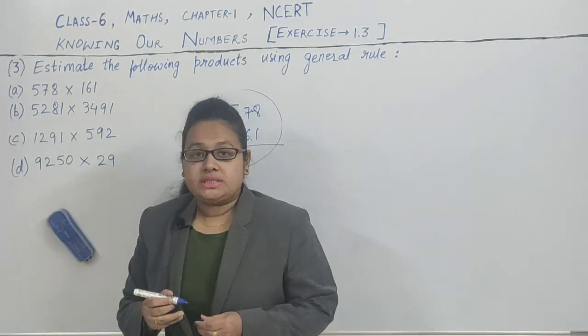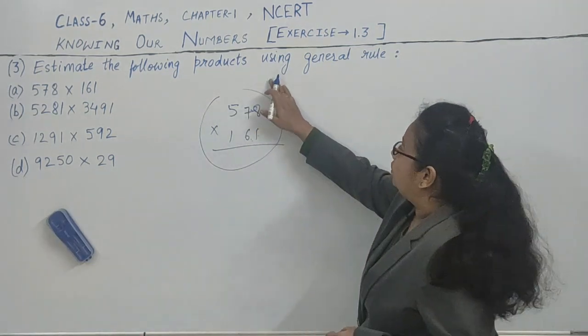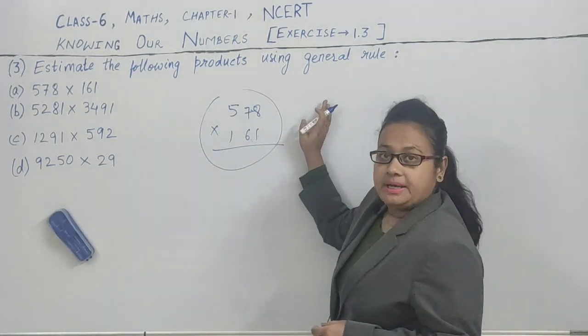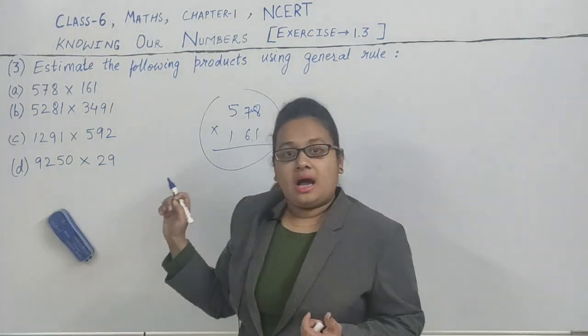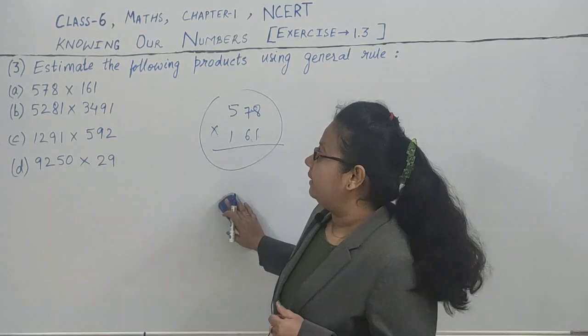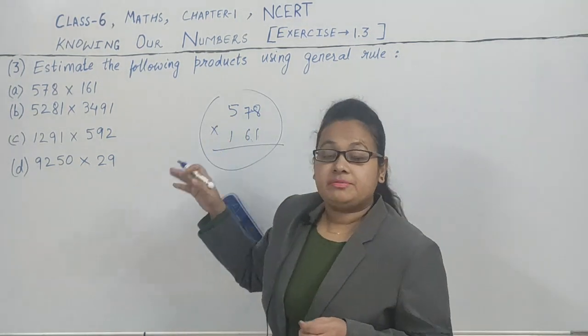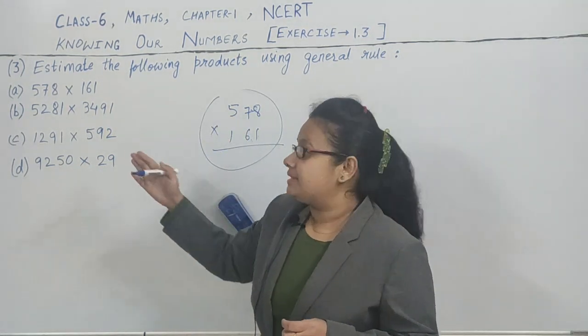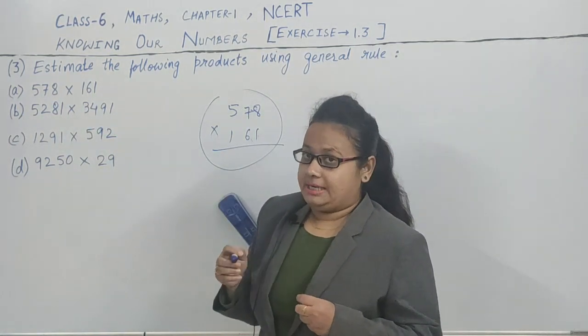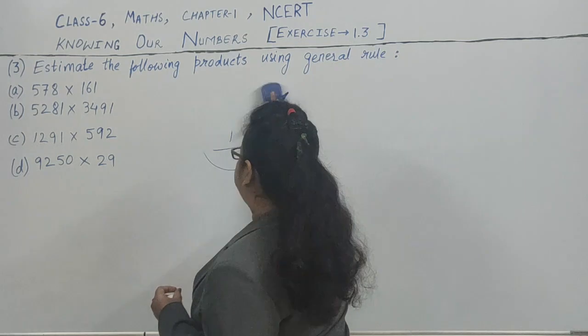So there are rules. What we have to do is estimate the product by using the general rule. There is a general rule, we have to make use of that, and then we can estimate the product. That means we can get an idea of what the result will be if we multiply these two numbers without the actual multiplication.